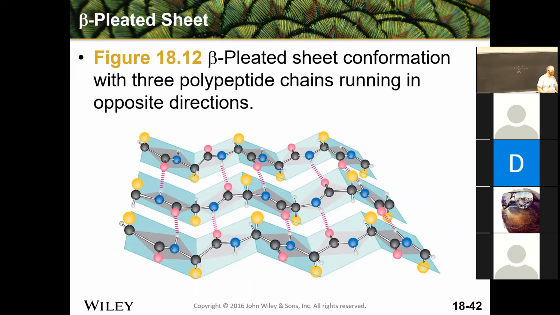Okay, so in the alpha helix, you have intramolecular hydrogen bonding to make the coiled spring. Here we have hydrogen bonding between chains. Okay, and this gives it kind of an accordion shape, pleated shape.